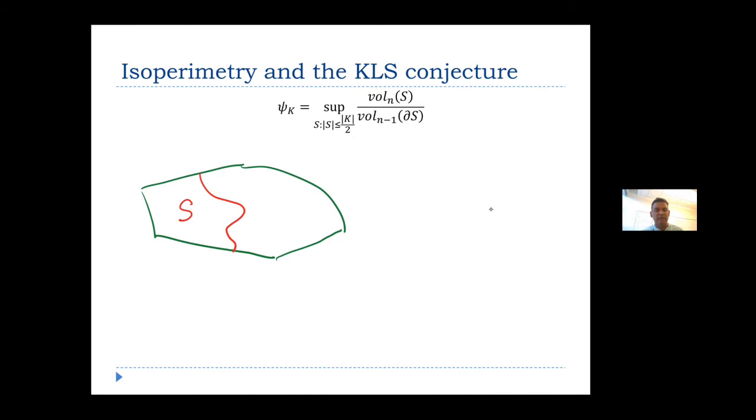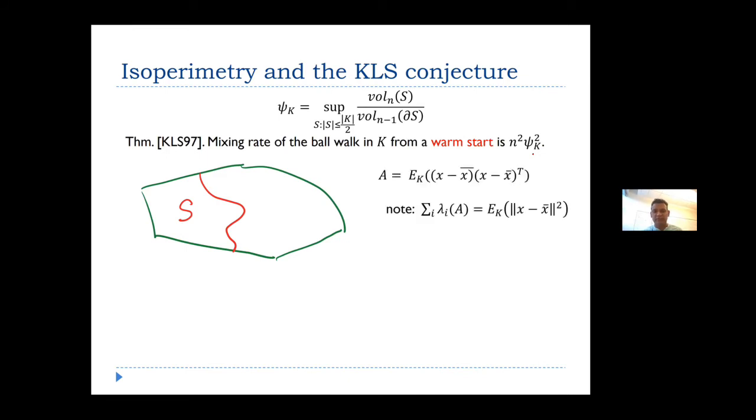For any subset S, doesn't have to be continuous, just a measurable subset like this, the isoperimetric ratio is the volume of the set to the boundary, to its internal boundary, over all subsets of size no more than half. And so it's the maximum possible ratio of this. Now, the reason this comes up is that it directly bounds the mixing time of the ball walk, as shown by Kannan, Lovász, and Simonovits in '97. In dimension n, the mixing time is n squared times this isoperimetric ratio squared. So the smaller the isoperimetric ratio, the faster is the ball walk. And then it becomes a natural question, what is the best possible bound on this isoperimetric constant, sometimes called the KLS constant?